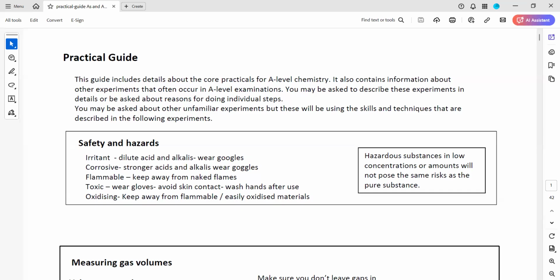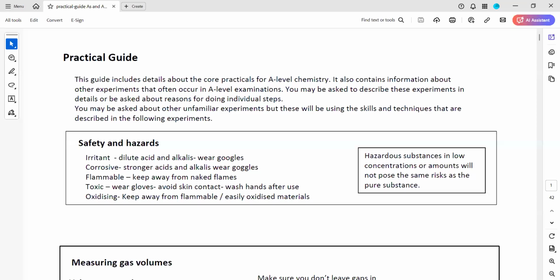It has a potential to cause harm. It can harm us, or a substance is harmful to the environment. And how can we reduce risk? If a substance is toxic, it will be toxic. If a substance is corrosive, it will be corrosive. But what we can do is minimize the risk.